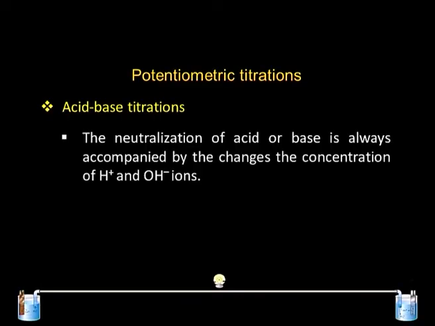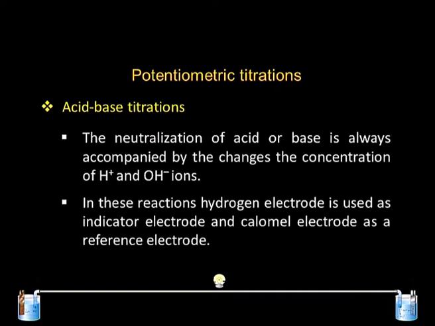Acid-base titration involves neutralization of an acid or base, and it is always accompanied by changes in the concentration of hydrogen or hydroxide ions. In these reactions, a hydrogen electrode is used as an indicator electrode and a calomel electrode is used as a reference electrode. We have already discussed the hydrogen electrode and calomel electrode in detail in our earlier lectures.